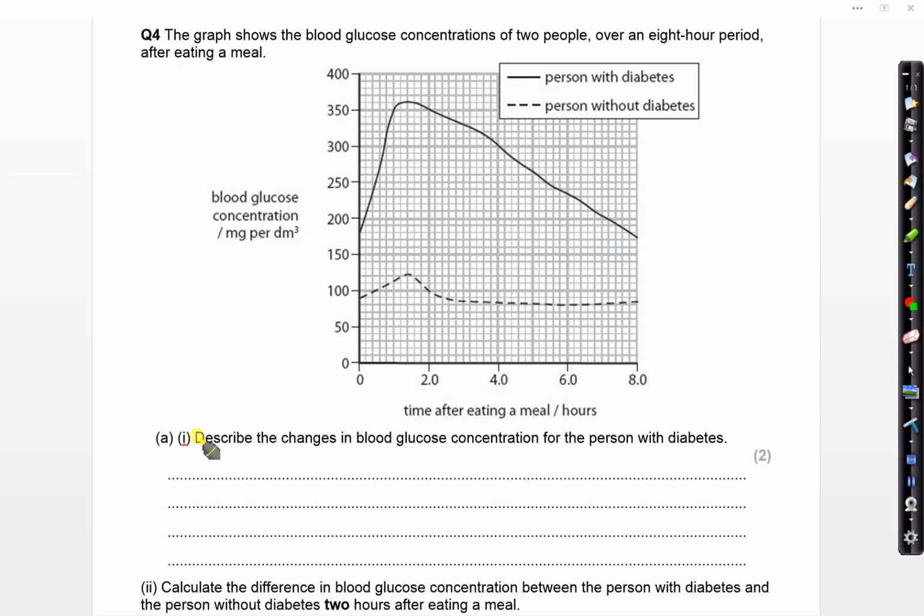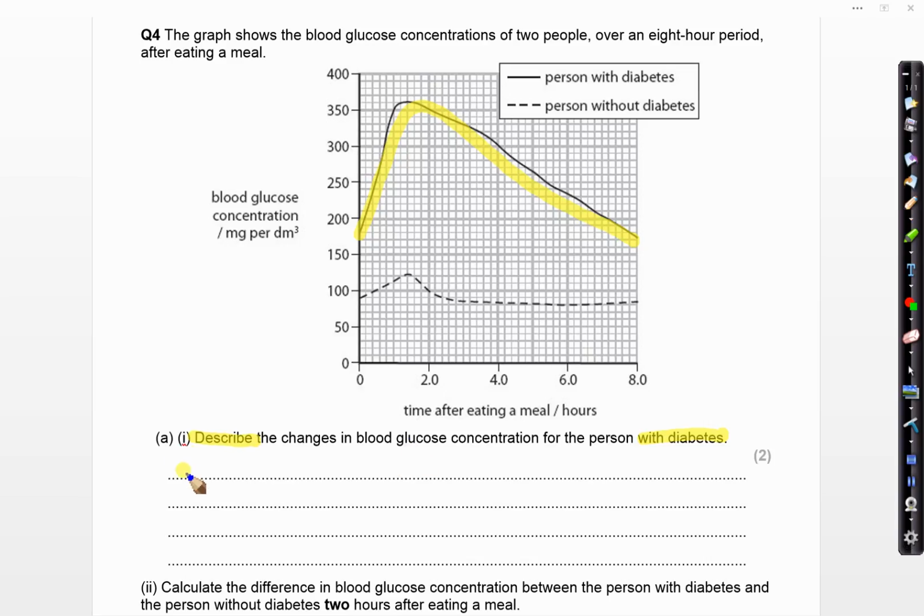First question: describe changes in blood concentration for a person with diabetes. The person with diabetes is of course here, that bold line. How does it change over time? Quite straightforward.